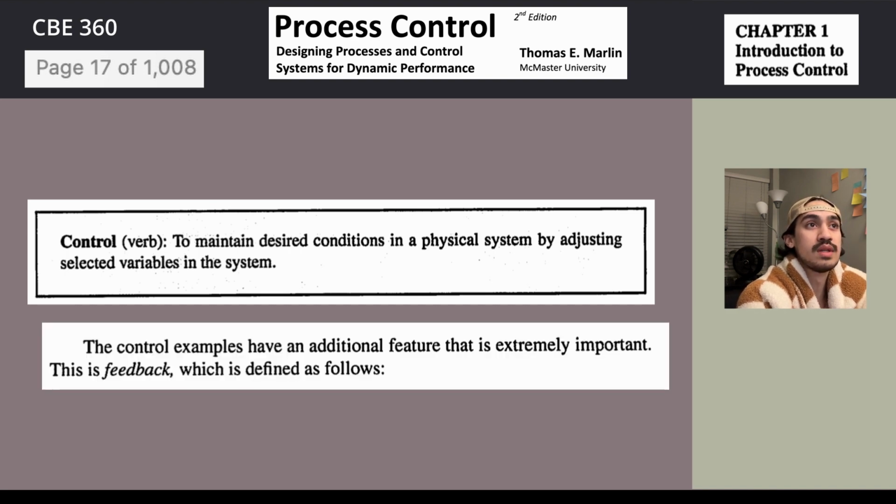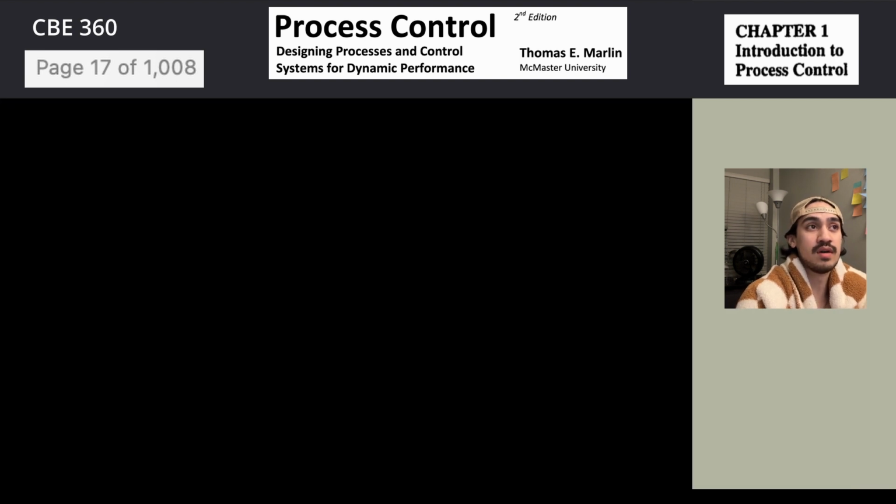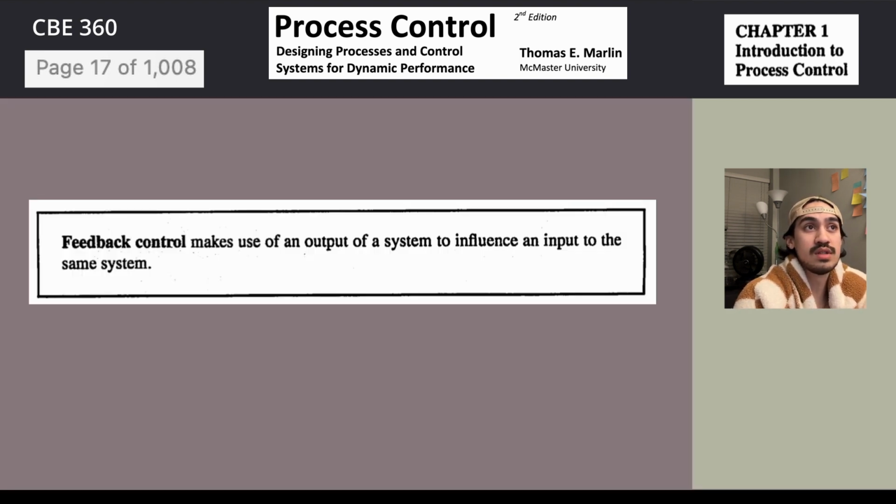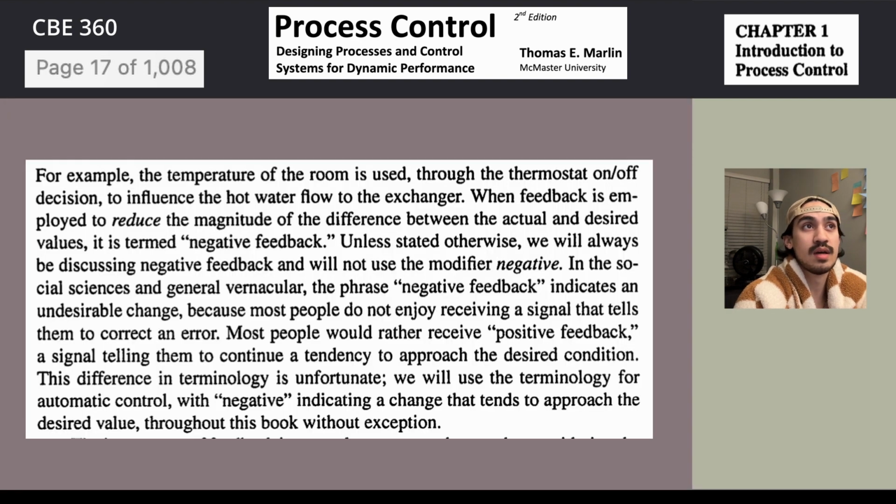The control examples have an additional feature that is extremely important. This is feedback, which is defined as the following. Feedback control makes use of an output of a system to influence an input to the same system. For example, the temperature of the room is used through the thermostat on/off decision to influence the water heater flow to the exchanger. When feedback is employed to reduce the magnitude of the difference between the actual and desired values, it is termed negative feedback. Unless otherwise stated, we will always be discussing negative feedback and will not use the modifier negative.